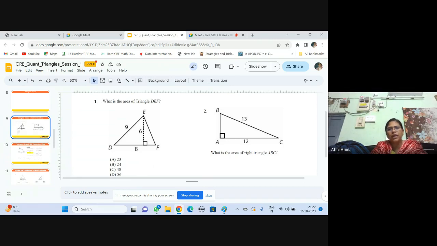So what is the area of triangle DEF? Here there is a triangle on the screen. I hope the screen and question are visible clearly. I have zoomed it as well. So what is the area of the triangle DEF? Waiting for your answer, guys.